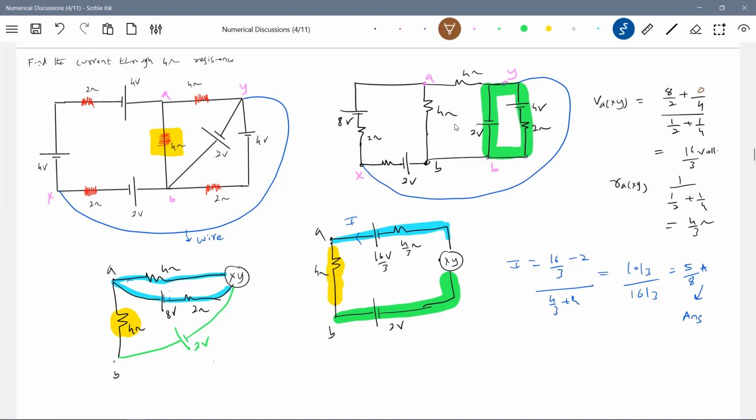Now, why I picked up this problem is, you can see here now, 8 by 2, 0 volt by 4, divided by 1 by 2 plus 1 by 4. So here what happened? Here we have no internal resistance, only EMF. Here internal resistance is there, but no EMF. But still we can apply. I just wanted students to think in a little bit different way.